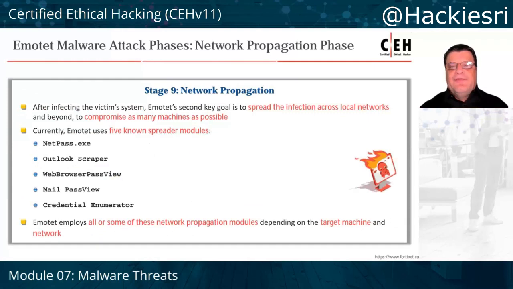Emotet malware attack phases, network propagation phase. This, the last stage, is network propagation. In this case, after infecting the victim system, Emotet's second key goal is to spread the infection across local networks and beyond to compromise as many machines as possible. Currently, Emotet uses 5 known spreader modules, which include netpass.exe, Outlook Scraper, web browser pass view, mail pass view, and credential enumerator. Presumably, there are more that we may not know of. Emotet employs all or some of these network propagation modules depending on the target machine and network.